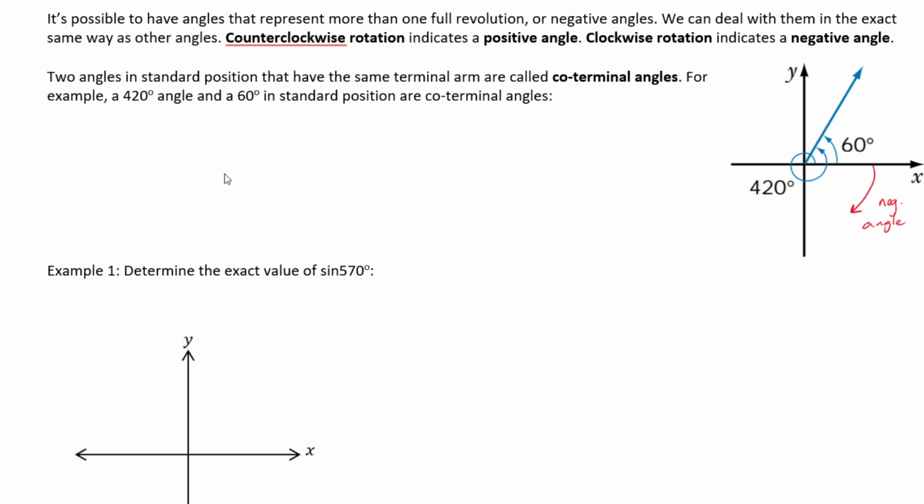So two angles in standard position that have the same terminal arm are called coterminal angles. For example, 420 and 60 degrees in standard position are coterminal angles because they end up with the same terminal arm. So 60 degrees, you rotate and you end up over here, and 420 degrees is simply 360 degrees plus another 60 degrees, and therefore they are called coterminal angles.